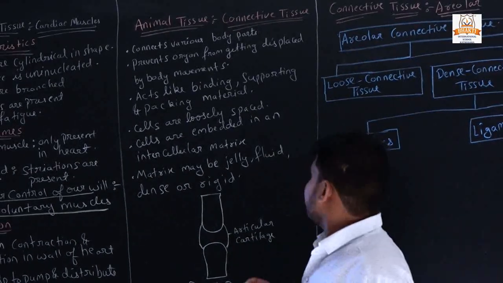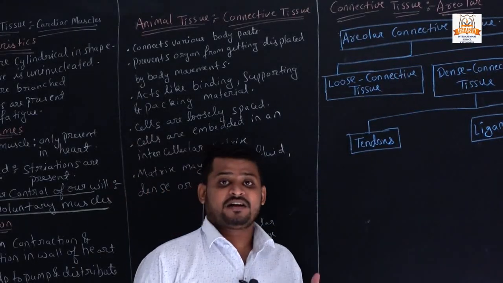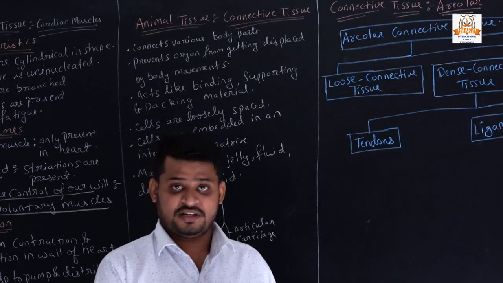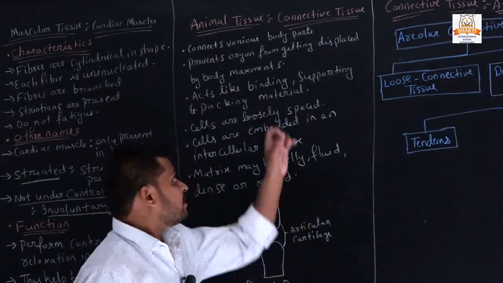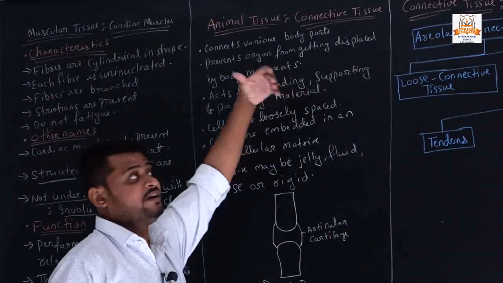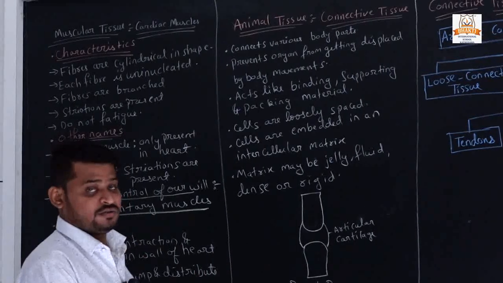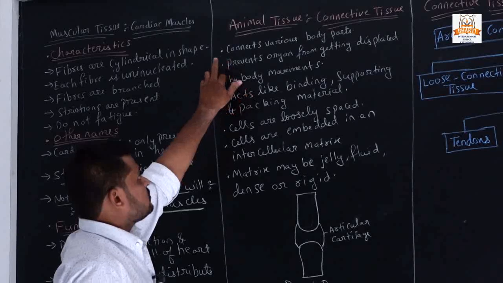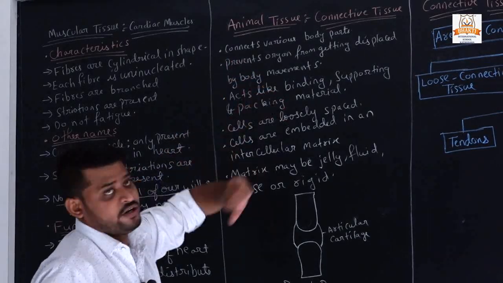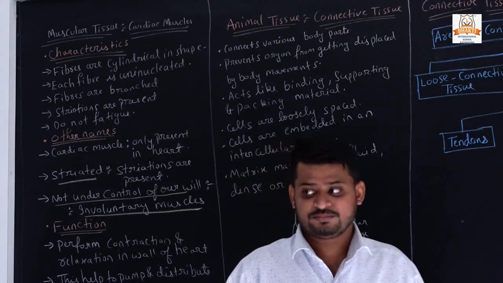Now connective tissue, the word connective means it will connect the substances and objects with each other. So the word connective already refers to the fact that these tissues will connect other tissues and materials with other objects. It will connect various body parts. I will give you one example, then you will understand.